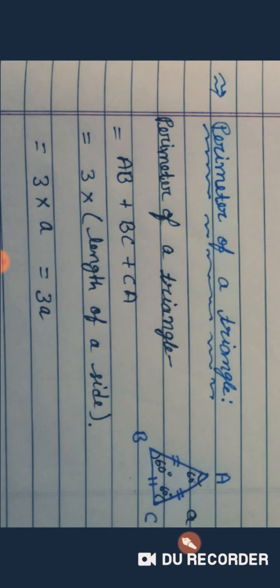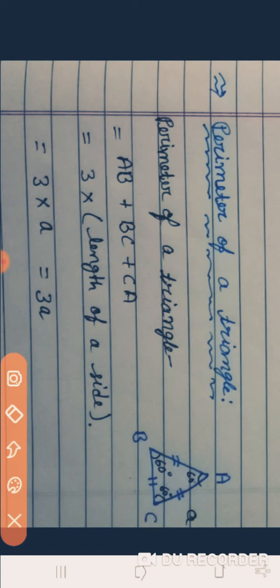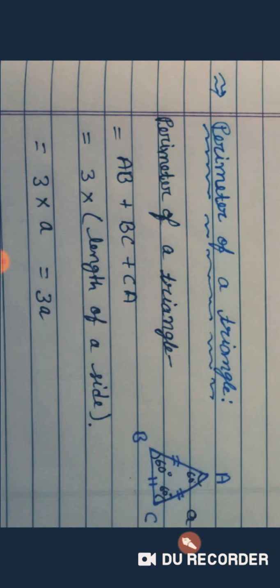Perimeter of a triangle. For the triangle, suppose the edge lengths are equal. Suppose for the given triangle, AB, BC, CA are equal, which is A. So what happens? 3A. It means 3 times the length of the side of the triangle which has all edge lengths equal. If the angle is 60 degrees for all the angles, then the edge lengths will also be the same. So what is the formula? 3 into A.